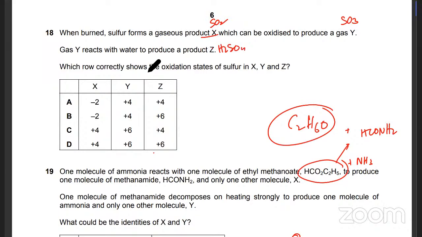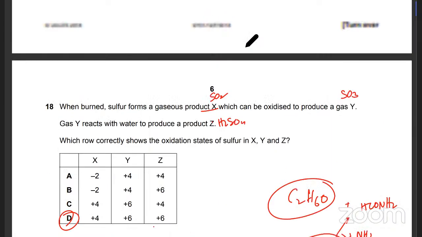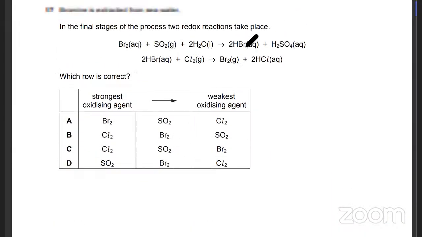And which row correctly states the oxidation state? What's sulfur over here? Plus 4. So it's going to be D. Over here it's plus 6, and in H2SO4 you can find the oxidation state, it is still plus 6. So then you have this reaction.